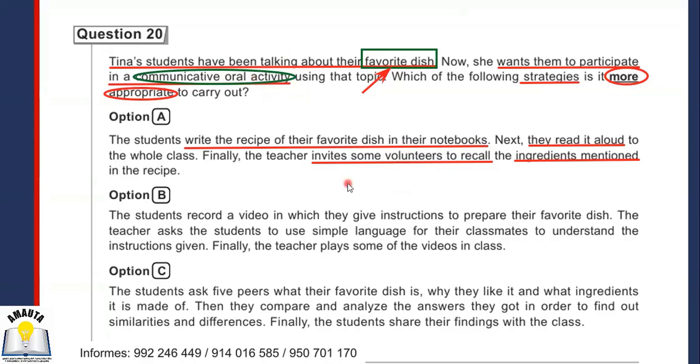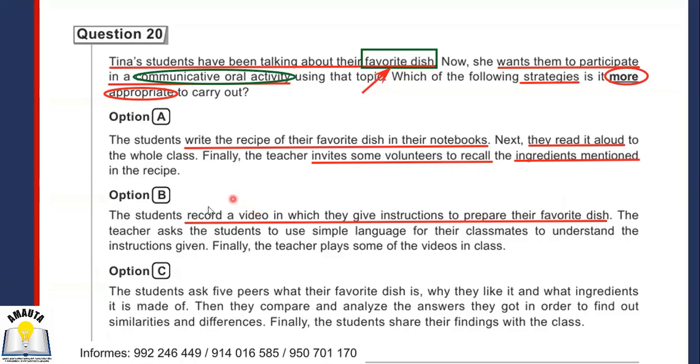Okay, we have more options here. Elizabeth says that is C. The second strategy here is that the students record a video in which they give instructions to prepare their favorite dish. Here we have something different, probably something more meaningful, because they give the instructions to prepare their favorite dish. But they record a video.